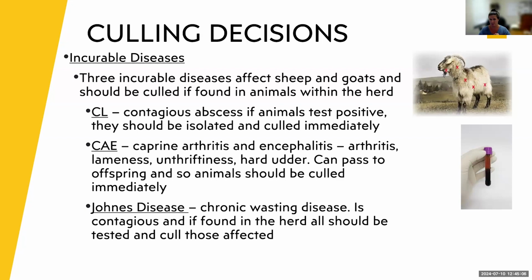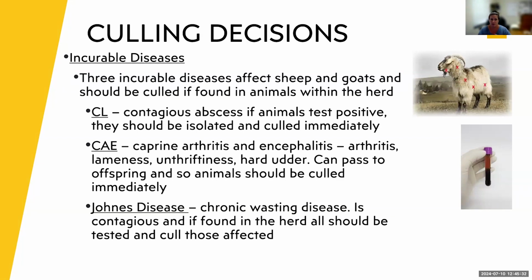CL, in this top picture, I have a picture of where you might locate CL abscesses on sheep and goats. They're contagious abscesses. If animals test positive, they should be isolated and culled immediately because that CL virus is transmitted through saliva. And so if they're drinking out of a communal water tank, they can contaminate other animals in the herd.